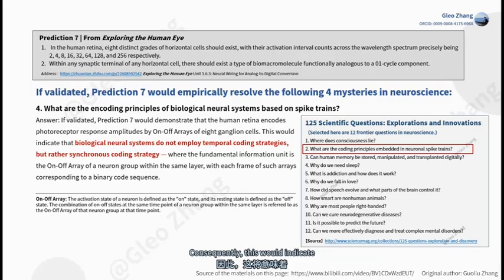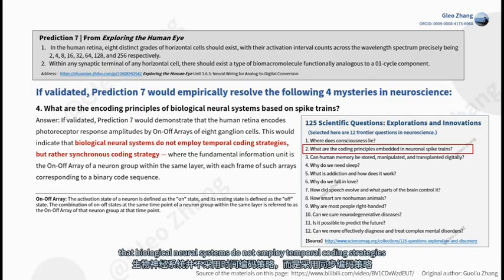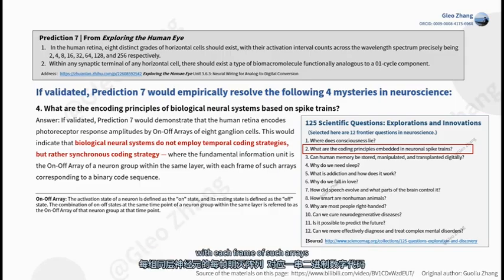Consequently, this will indicate that biological nervous systems do not employ temporal coding strategies, but rather a synchronous coding strategy, where the fundamental information unit is the on-off array of a neuron group within the same layer, with each frame of such arrays corresponding to a binary code sequence.